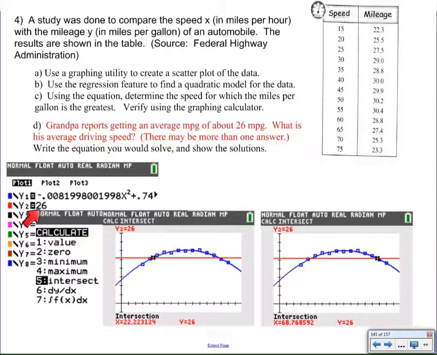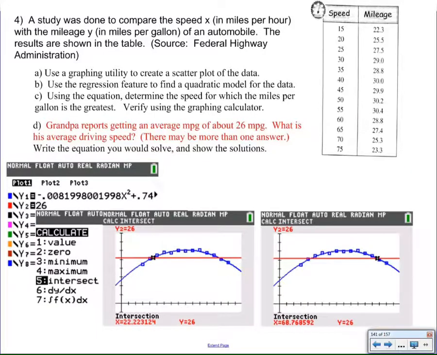So I set y2 equal to 26, because that's 26 miles per gallon, and I want to find out what speed gives us that kind of gas mileage. And I see on the graph there are in fact two different speeds. Using the intersect feature on the calculator, I determined that when x is approximately 22 miles per hour, or when x is about 69 miles per hour, we're going to see about the same average fuel economy. So too fast or too slow, you'll get 26 miles per gallon.